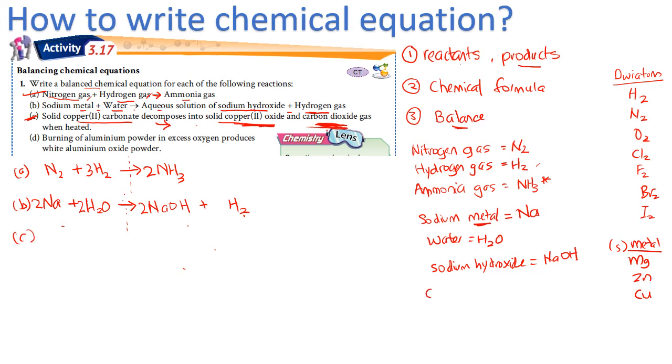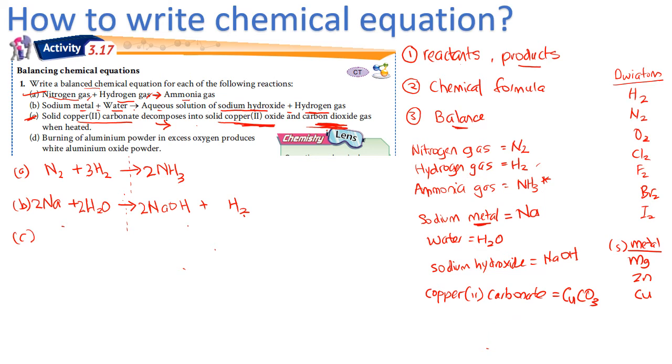For C, your reactant is copper 2 carbonate. So we try to find out what is the formula of copper 2 carbonate first. Copper 2 carbonate is an ionic compound. Copper 2 is an ion with charge 2 plus. Carbonate is CO3 2 minus. The ratio is 2 to 2, then you can simplify it to 1 to 1. So it is CuCO3. This is the formula for copper 2 carbonate, and this is the reactant.